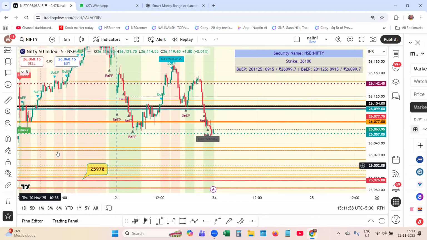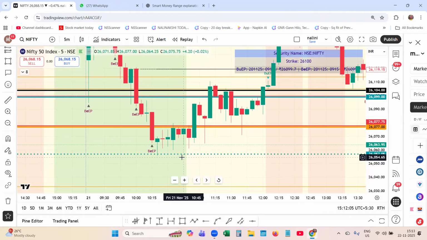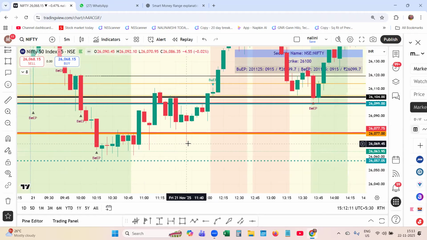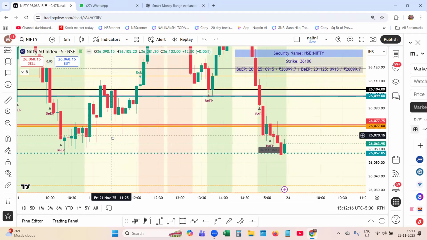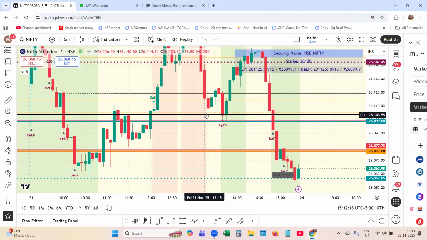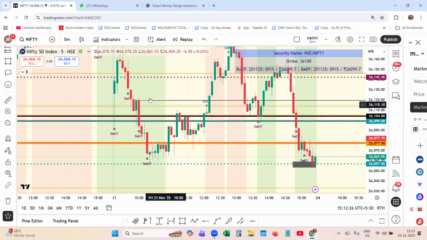Here you can see, when the market came down, it has taken support around here. Exactly 26,054. I marked it. And then this is the microstructure. Here, these are the microstructures. They are not visible here in the EP. The new intraday EP lines will start, these are the new PE levels.